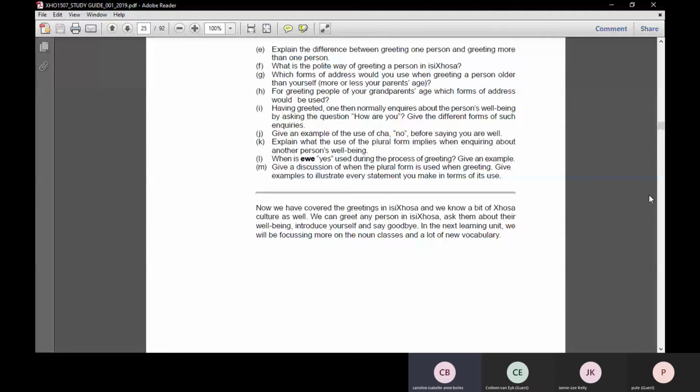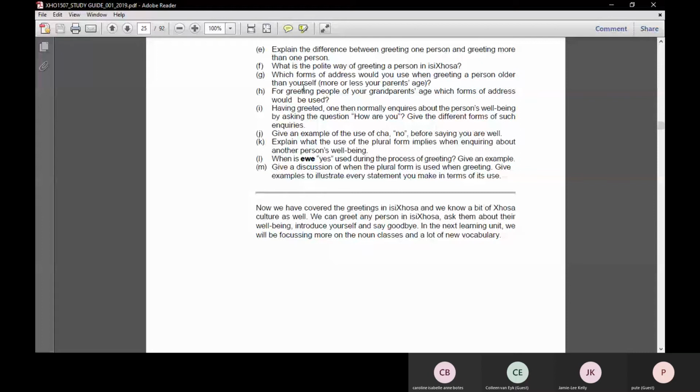So you had the correct answer to F. Yes. All right. G. Which forms of address would you use when greeting a person older than you? I just explained this. You use mama for an older woman. You use CC for a slightly older woman. If this woman is just 5 years older than you or 7 years older than you, it's molo CC.